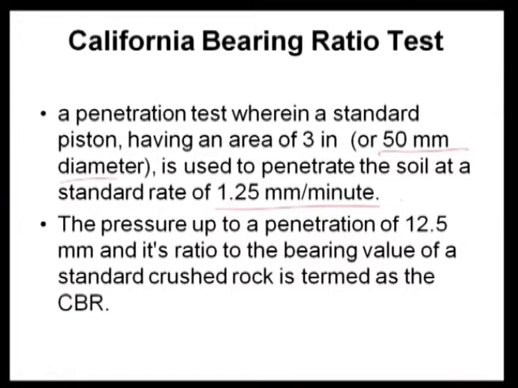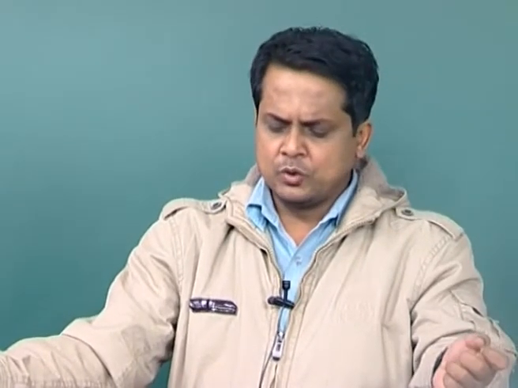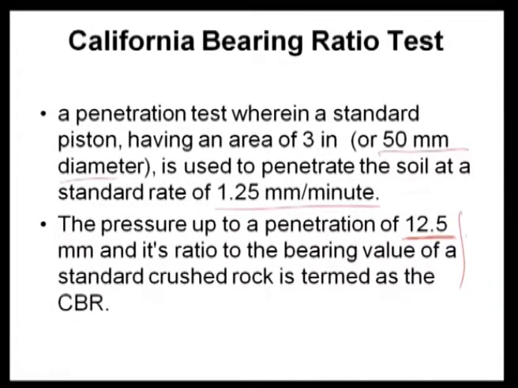Look at the definition. The pressure up to a penetration of 12.5 mm means up to 12.5 mm, how much pressure is coming to the soil, and its ratio to the bearing value of standard crushed rock is termed as CBR, that means California bearing ratio.